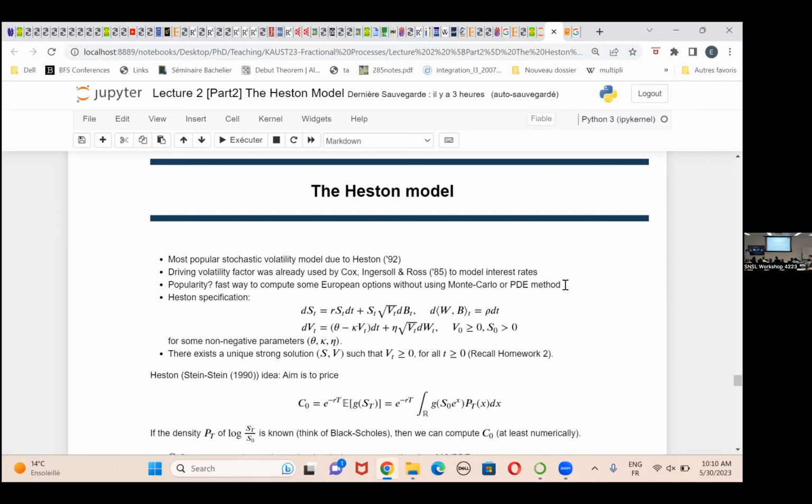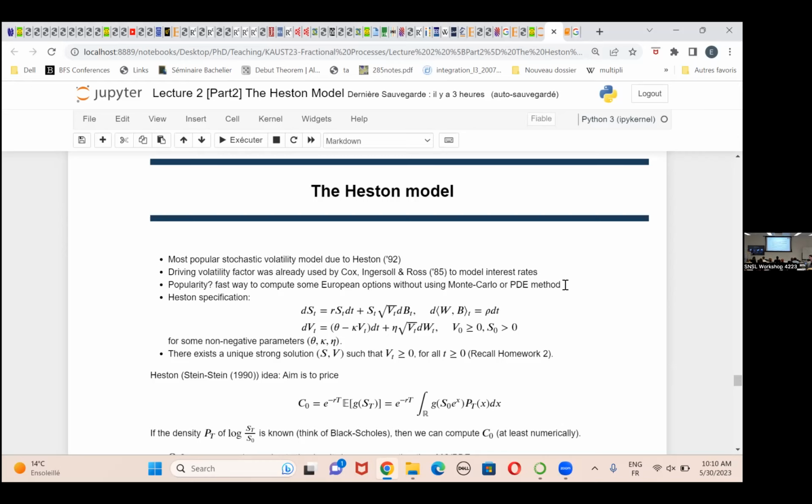And this is one of the most popular models used, at least in finance. And why is it so? It's because we have an explicit solution for the characteristic function of the log price.